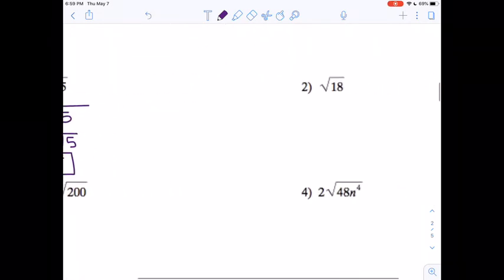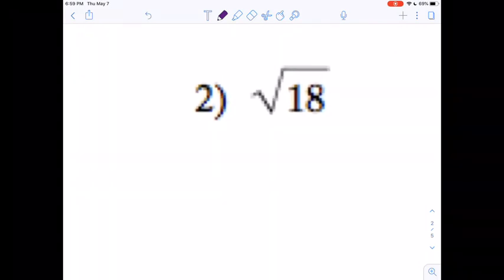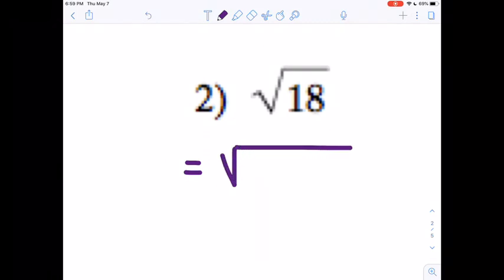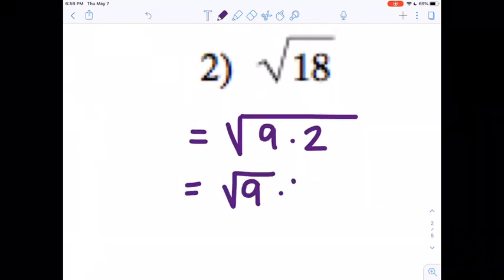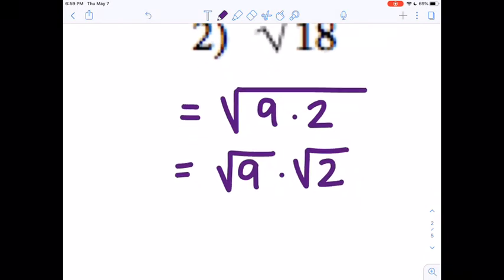Okay, so let's try that again. So number 2, 18. So I'm thinking of perfect squares. What perfect square goes in 18? Well, I know that that's 9. 9 times what gets me 18? 9 times 2. Okay, so this is actually the square root of 9 and the square root of 2.